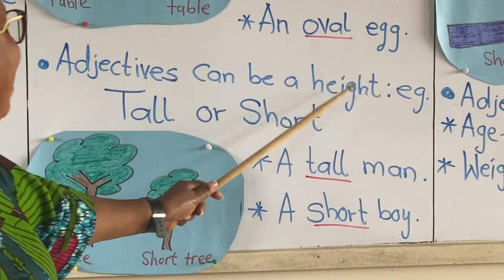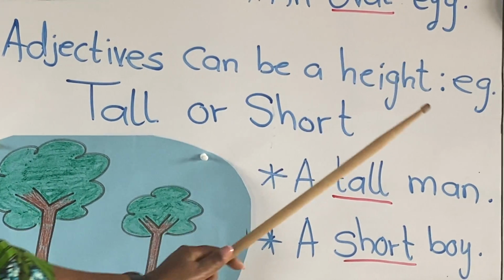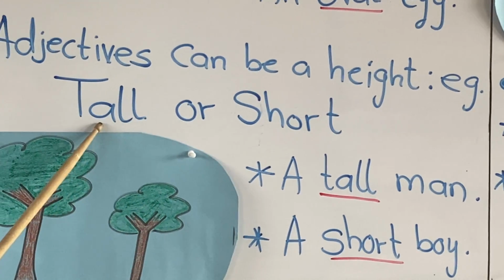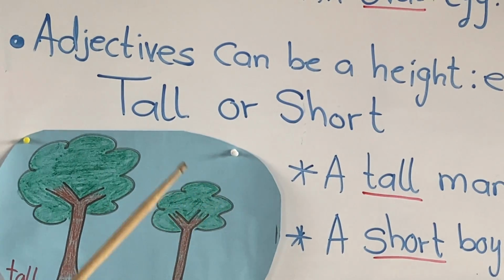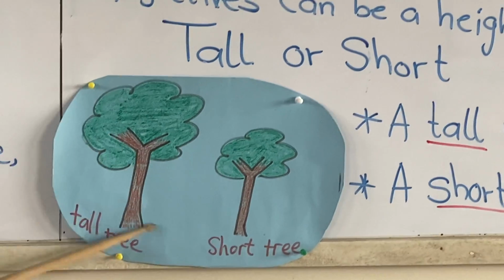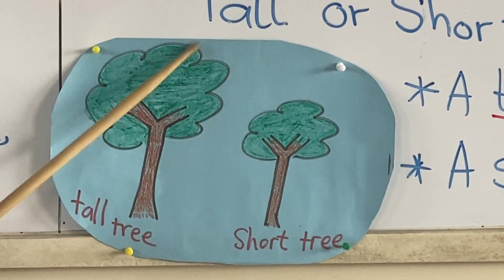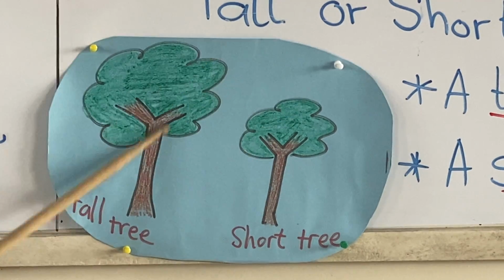Adjectives can be a height. Example, tall or short. Let's look at this diagram. We have two trees here. One is tall, one is short.